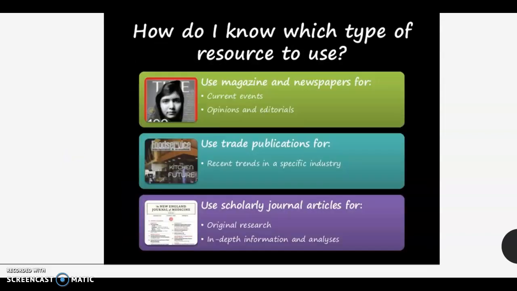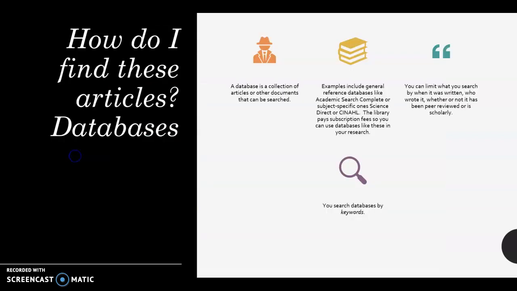So our focus is obviously on using scholarly journal articles, and we do this for original research, in-depth information, and analysis. So their assignments are requiring them to search for and differentiate what are scholarly, what are peer-reviewed, and why that is important. So the next step is to discuss how do we find these articles.